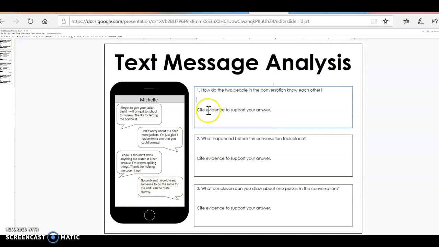Okay. So the first question says, how did the two people in the conversation know each other? Now, it doesn't really say that, so we have to infer it. And I infer that they are friends and classmates. Okay. That's my inference. All right. Now, what is my evidence?